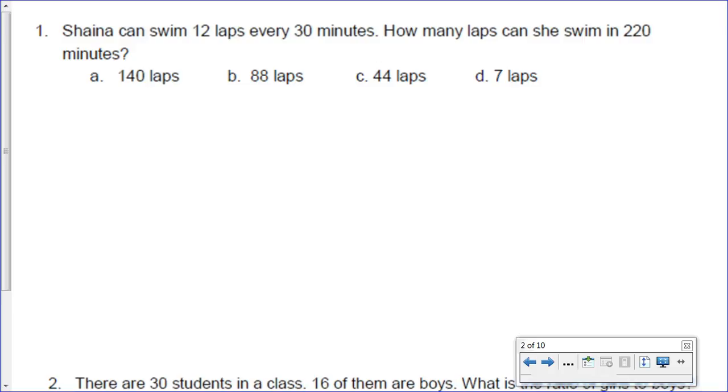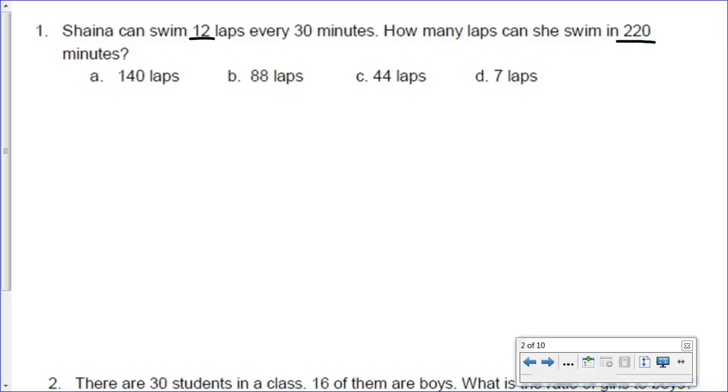So if we determine how many 30-minute sections are in our 220 minutes, then we'll know how many times she can swim 12 laps, right? So that's it. We just have to determine how many 30-minute sections are in our 220 minutes. Well, how do we do that? We do that by dividing. So we're just going to take 220 divided by 30. We get a certain number, okay?